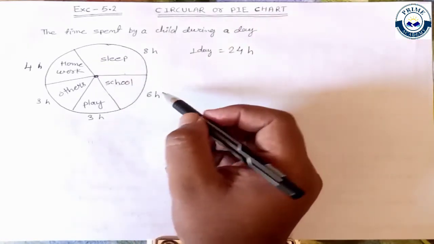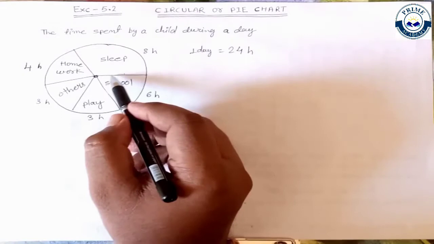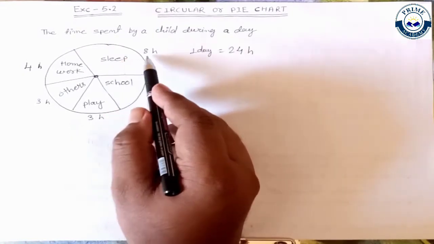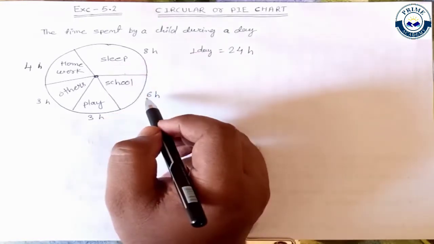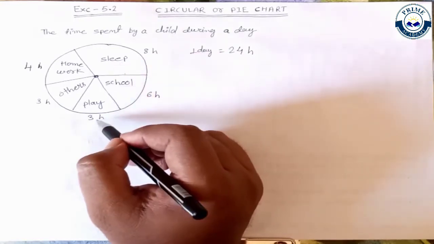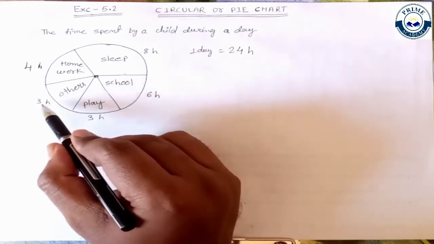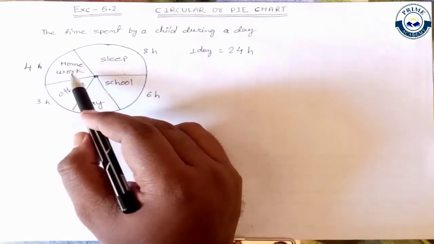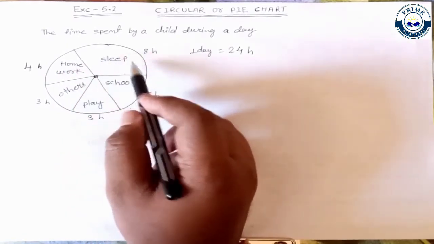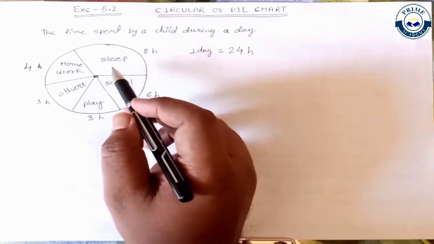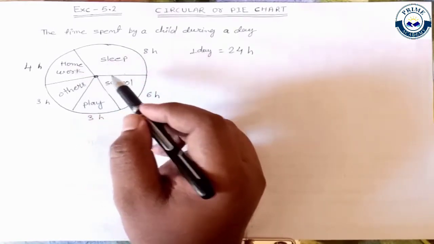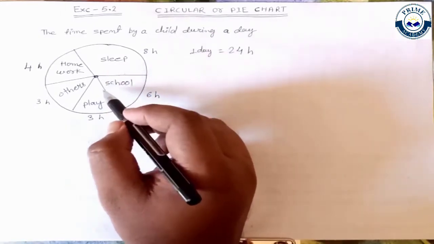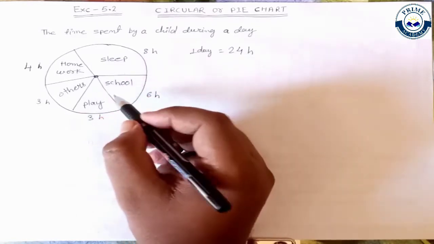What we have to observe here, right? You can see here a student spends 8 hours for sleep, 6 hours in school, 3 hours to play, 3 hours in other works, and 4 hours for doing homework, right? So this picture shows the divisions of 24 hours for various works for a student, right?